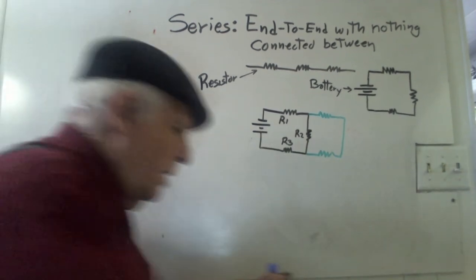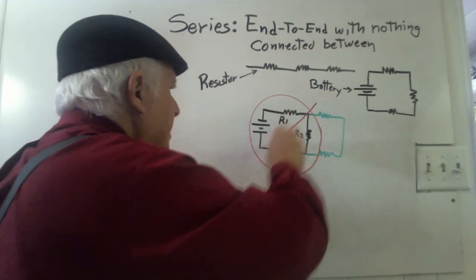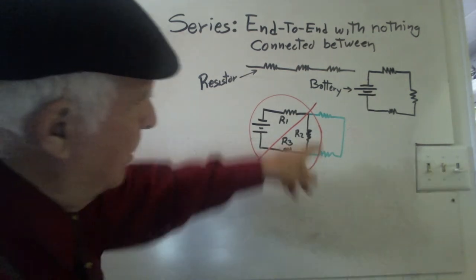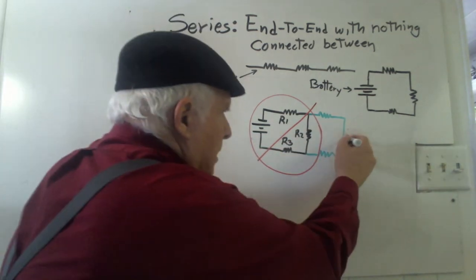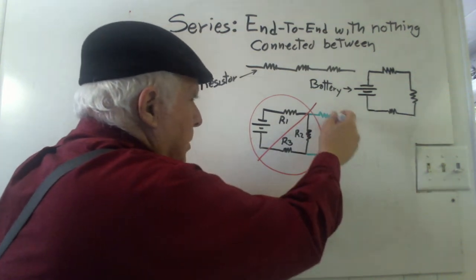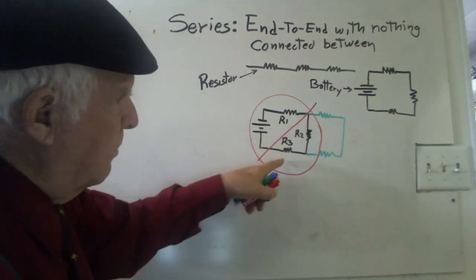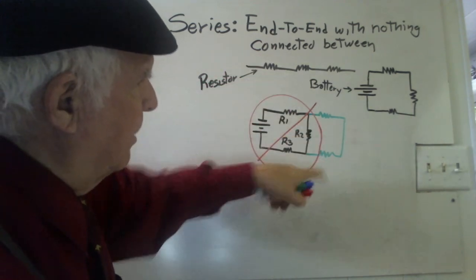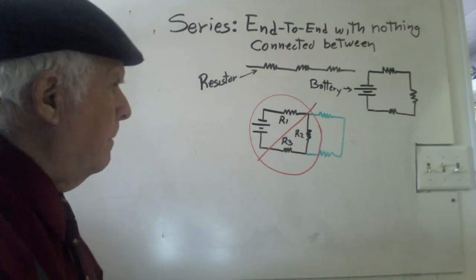So this is not series. However, the two green resistors here, is there anything connected out here between these resistors? No, we have nothing there. Consequently, the two green ones are in series, but R1, R2, and R3 are not, because they violate this rule, which says with nothing connected between, and I have green resistors connected between, so series rules do not apply there.